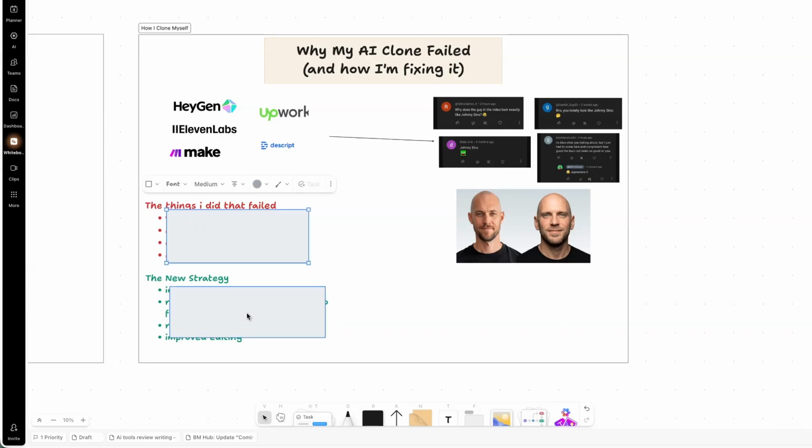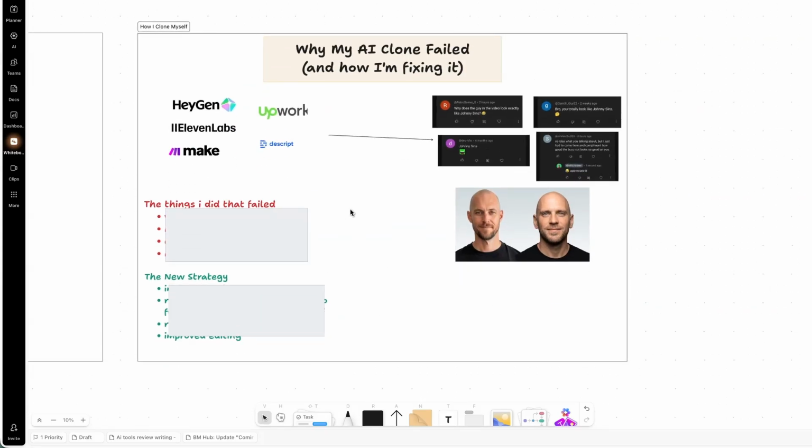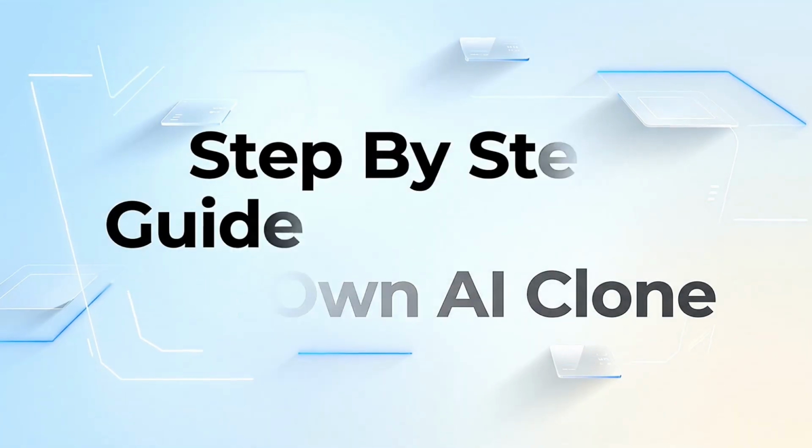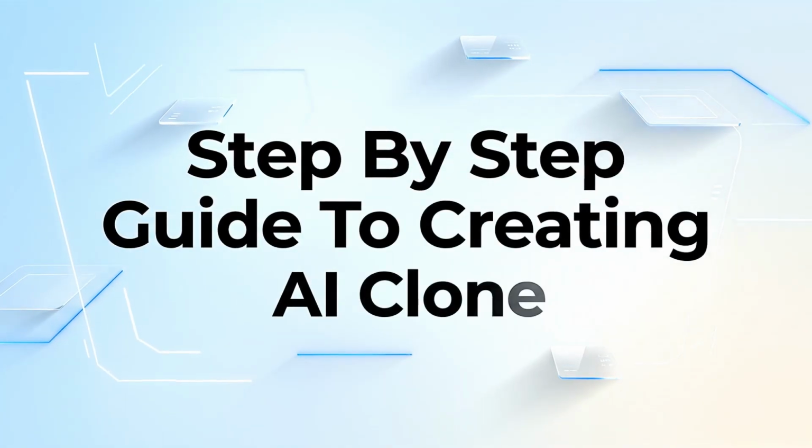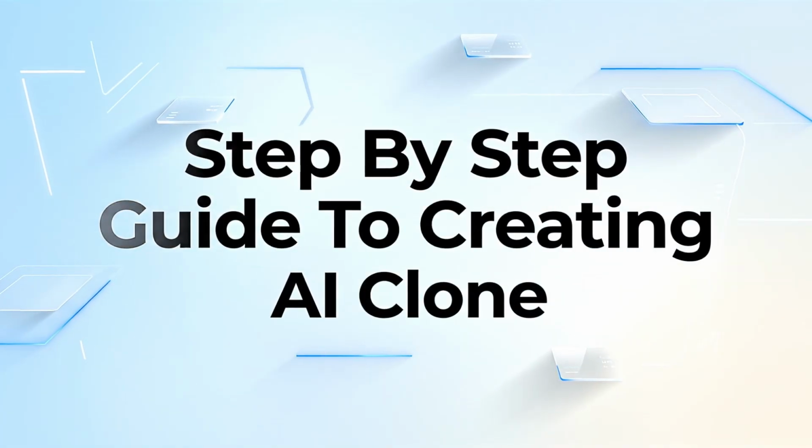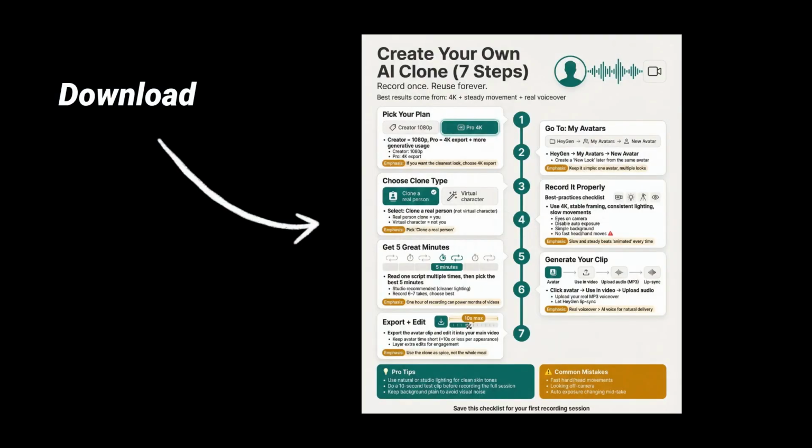but we're going to talk about the things that failed, and we're going to talk about the new strategy that I'm using this year in order to improve this. Also, in the second part of this video, I'm going to show you step by step how you too can create your own AI clone. And then I'm going to show you how you can download this cheat sheet so that you have it by your side as you're creating your AI clone to ensure you get it correct.